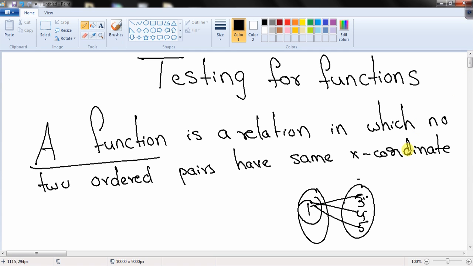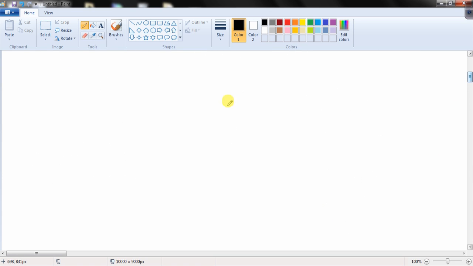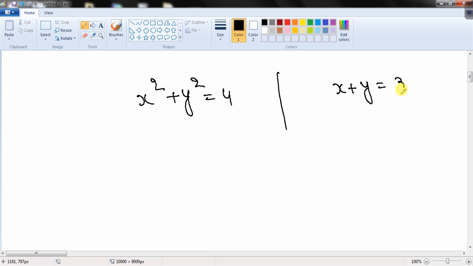So if the relation is given in terms of an equation, for example, x square plus y square is equal to 4 is an equation in terms of x and y, x plus y is equal to 3 is another relation which is given in terms of an equation. Then what is y? y is 3 minus x. So take different values for x. For every value of x you get only a single value of y.